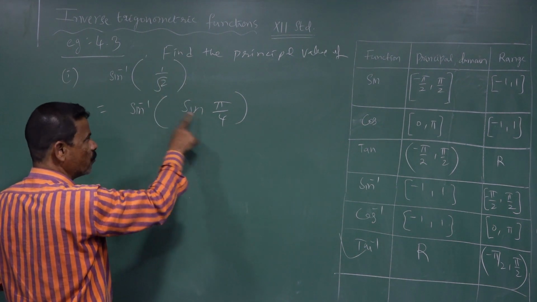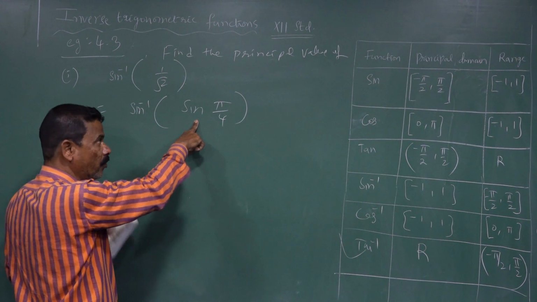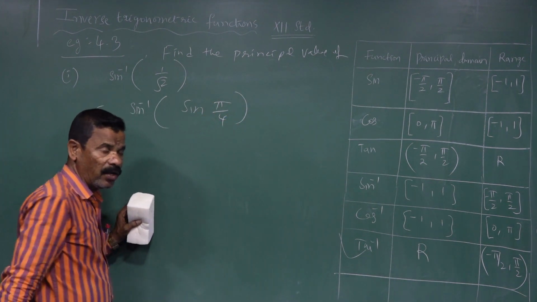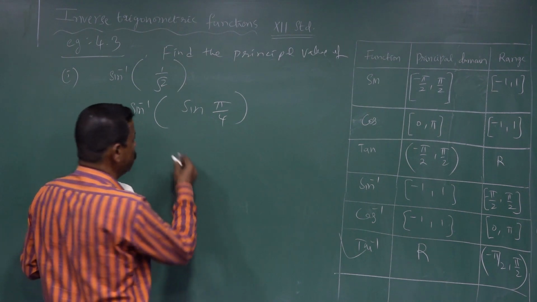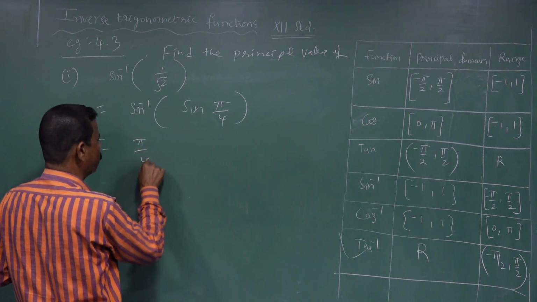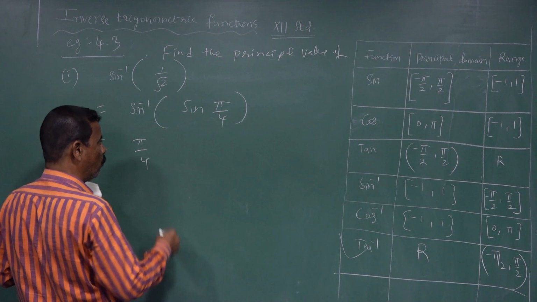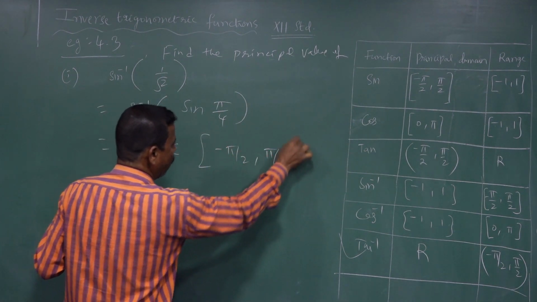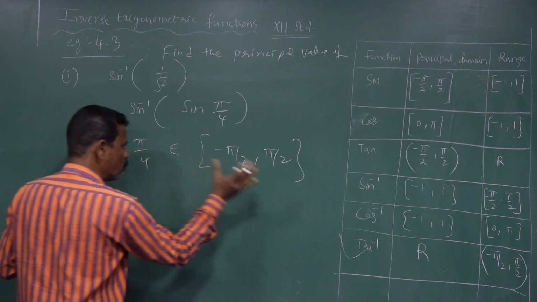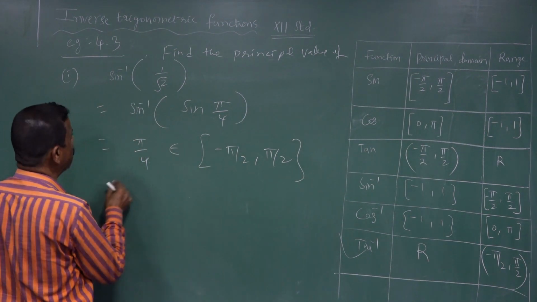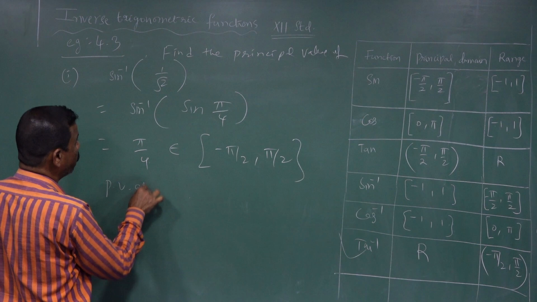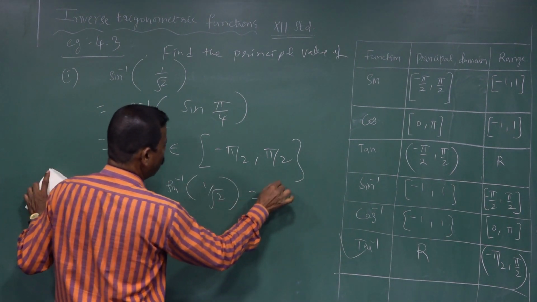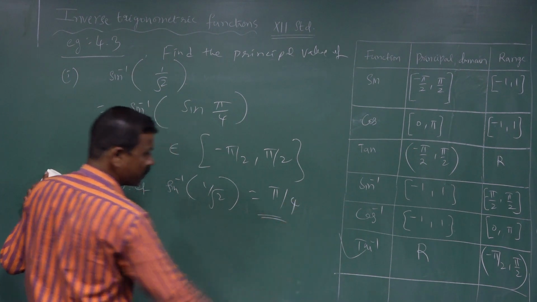Now sin inverse of sin cancelled, but we check whether π by 4 is in the domain or not. Here π by 4 is the principal value. Why? It belongs to minus 90 to plus 90. This value belongs to this, so that is the principal value. Principal value of sin inverse of 1 by root 2 is equal to π by 4. It's enough.